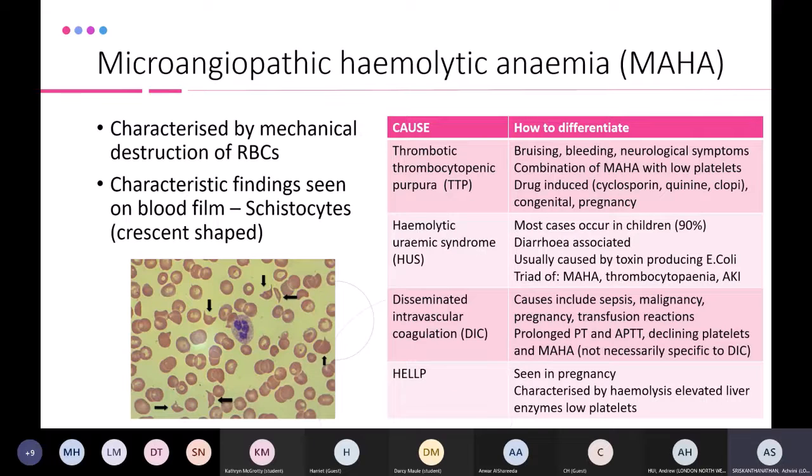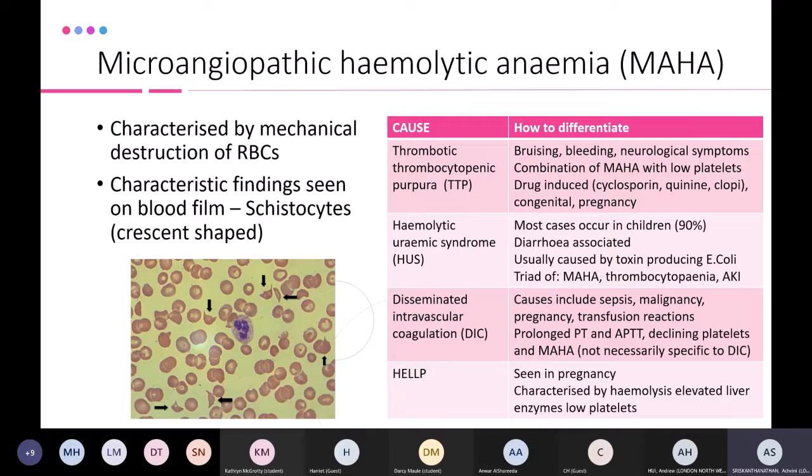And if I go to this slide, here you can see these schistocytes, which are these crescent-shaped cells that you'll see on the blood film. And this is usually due to this kind of mechanical destruction of your red blood cells.